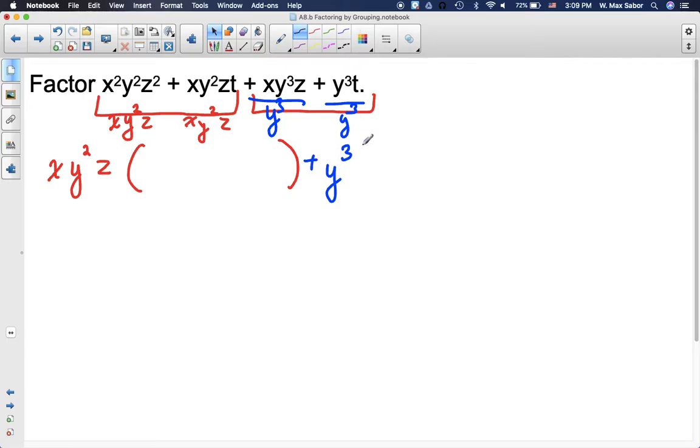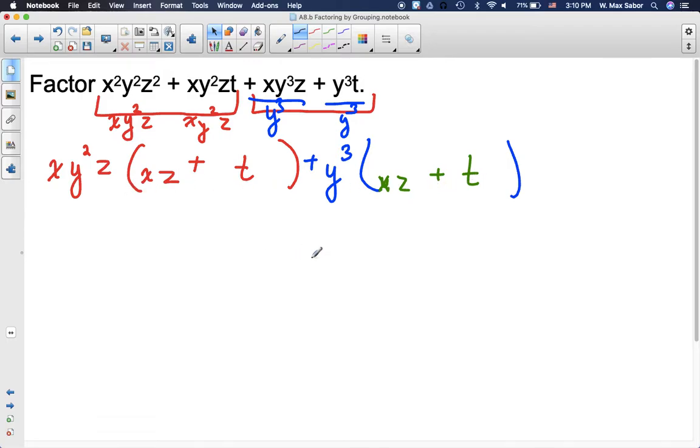Now, when we factor the first one, x squared divided by x is x, y squared divided by y squared is 1, z squared divided by z is z. For the second one, x divided by x is 1, y squared divided by y squared is 1, z divided by z is 1, and then we're left with t. For the second one, x y cubed z divided by y cubed is xz, and y cubed t divided by y cubed is t.